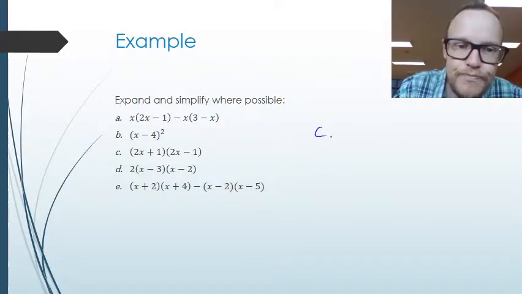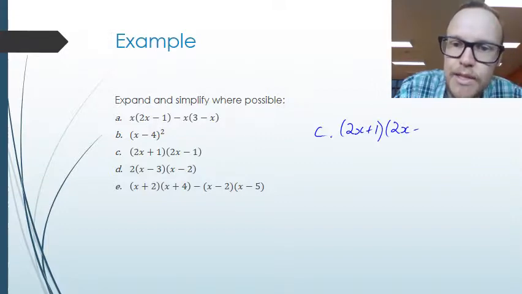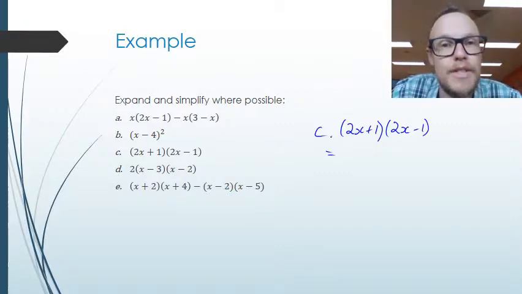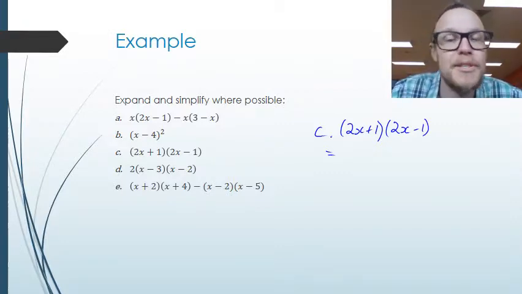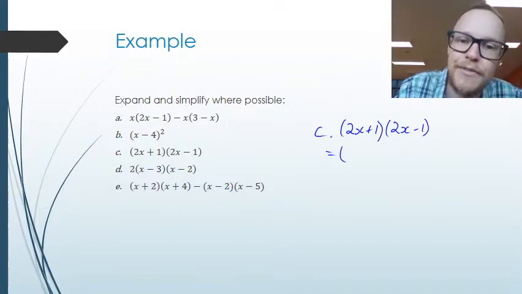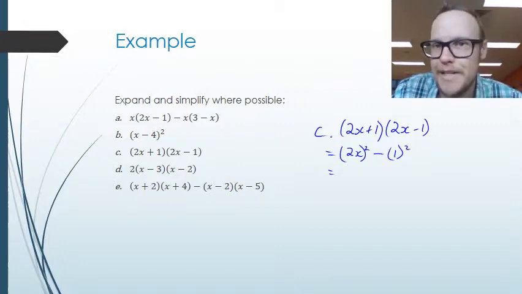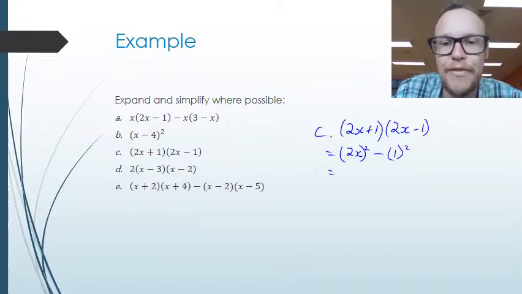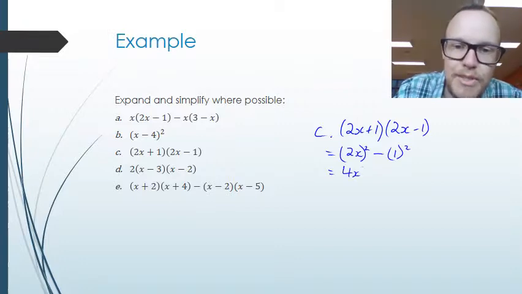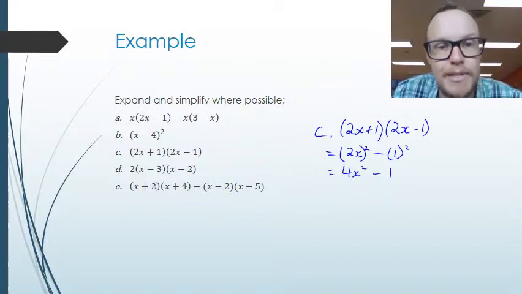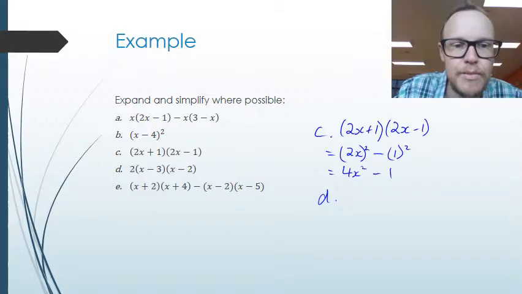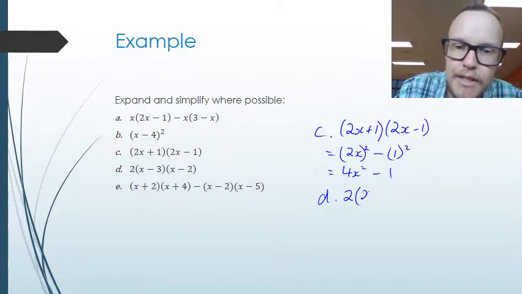For C, we've got (2x plus 1)(2x minus 1). This is of the form (a plus b)(a minus b), so this is going to form the difference of perfect squares. So what we have is our first thing squared, (2x) all squared, minus our second thing squared, which is just 1. So we can simplify this. Now remember, index laws, that squared needs to be distributed to everything inside. So it needs to be 2 squared, which is 4, times x squared, minus 1 squared, which is just 1, and that's our answer.